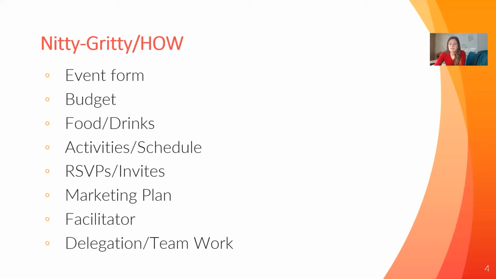Next are RSVPs, invites, and a marketing plan. This is a really important aspect of event planning. If you are having an external event where it's not just your members who will be attending, or where your member number is variable, and you want to reach a larger audience, really start planning backwards from the event. If your event is 4 weeks from now, you need to make sure that your marketing is out ASAP.